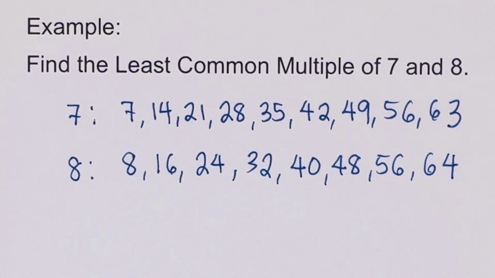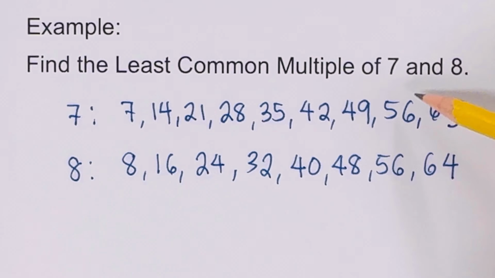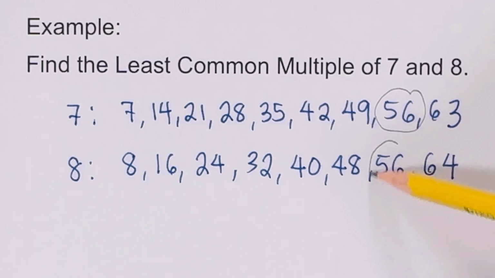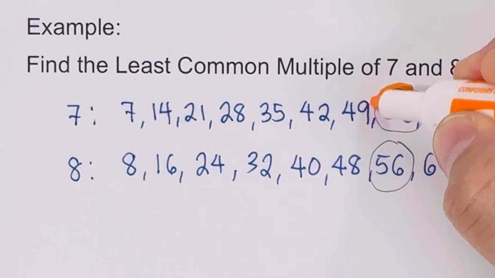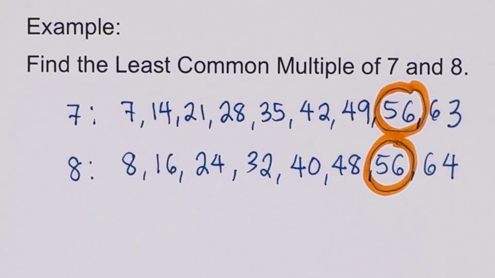Now we're going to look for that number that is common to both 7 and 8. So in the list, both 7 and 8 have 56 as their common value. There's no other value after that. However, we can still come up with more numbers after this. But since we are looking for the least common multiple, 56 is already the LCM of 7 and 8. So I'm just going to go ahead and write that down here.